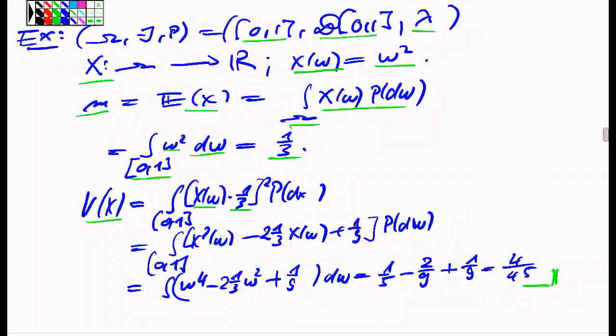If we multiply out the square, we get X squared minus 2 times 1/3 times X of omega plus a ninth. And since the random variable X is the square function, this is omega to the fourth minus 2 times a third omega squared for X, and the plus 1/9, and these are simple integrals. It's 1/5 minus 2/9 plus 1/9, so the total number is 4/45.